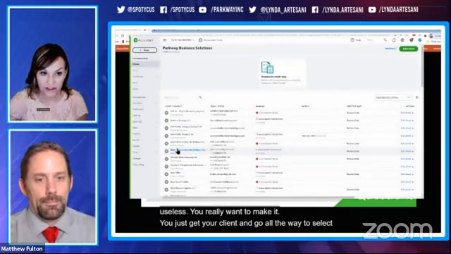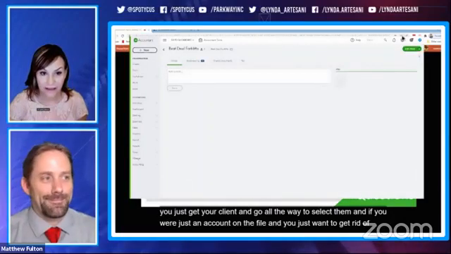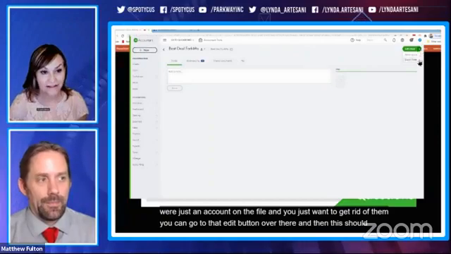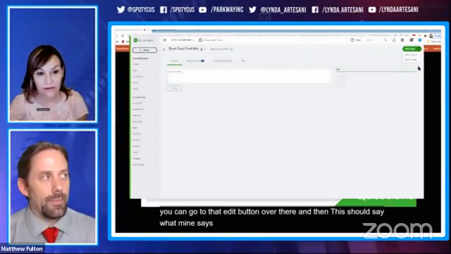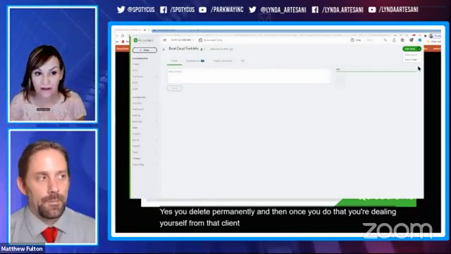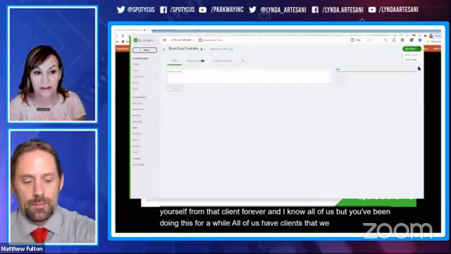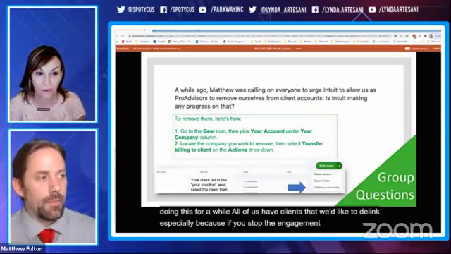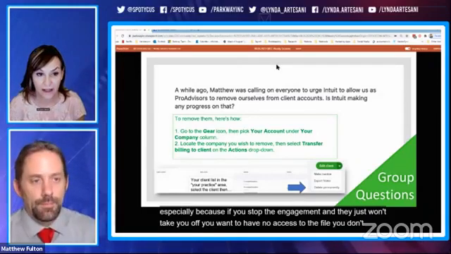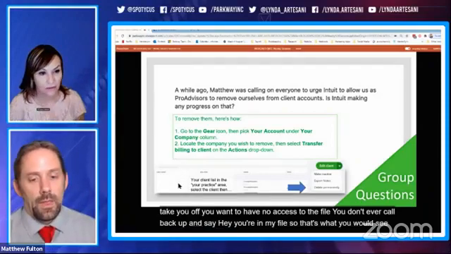If you are just the accountant on the file and you just want to get rid of them, you can go to that edit button over there, and what mine says is delete permanently. Once you do that, you're delinking yourself from that client forever. All of us, especially if you've been doing this for a while, have clients we'd like to delink, especially if you've stopped the engagement and they just won't take you off. You want to have no access to their file. You don't want them to ever call back and say, hey, you were in my file. So that's what you would see normally, but we're trying to figure out why you couldn't do it.